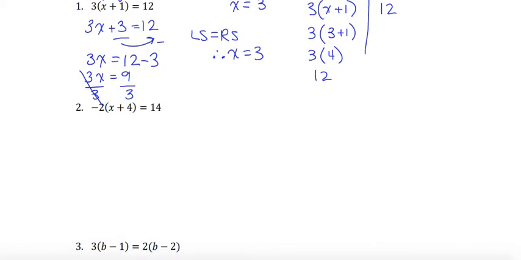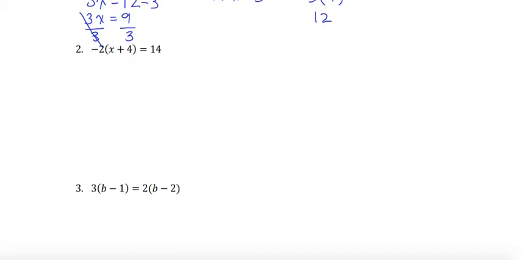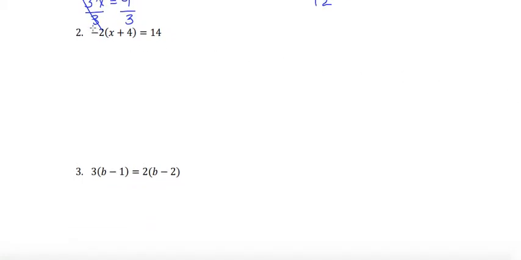Example number 2, we have a negative 2 in front of our bracket. That reminds us that we have to multiply by that negative 2 everything inside of that bracket. So I'm going to multiply negative 2 by my x and negative 2 by my 4. So this line will say negative 2x. Negative 2 times x is negative 2x, and negative 2 times 4 is negative 8.